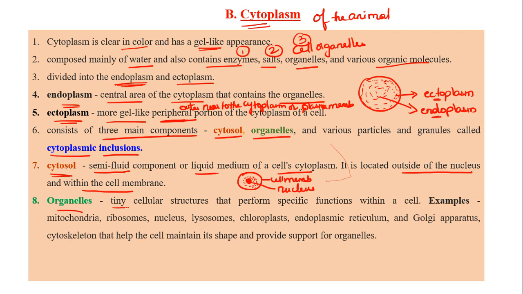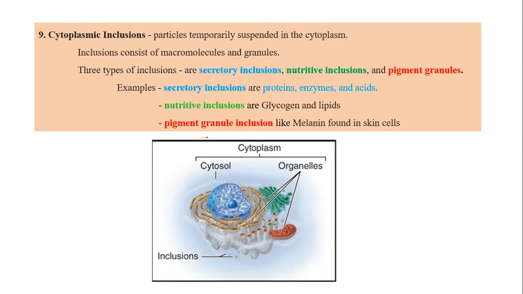And then what are the organelles here? Organelles are tiny structures which perform different, specific functions inside a cell. The best examples of organelles are the mitochondria, ribosomes, nucleus, lysosomes, chloroplasts, endoplasmic reticulum, Golgi apparatus, as well as the cytoskeleton. All these parts perform different functions, and the cytoskeleton especially maintains the cell shape and provides support to the organelles, just like a skeleton to the cell.